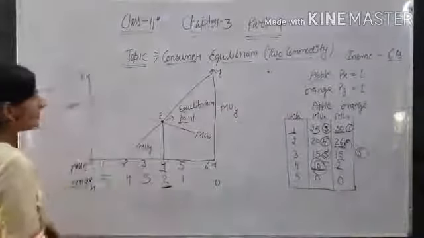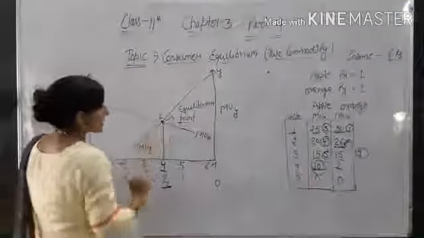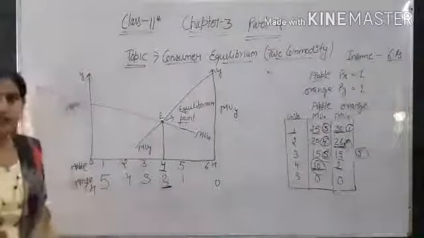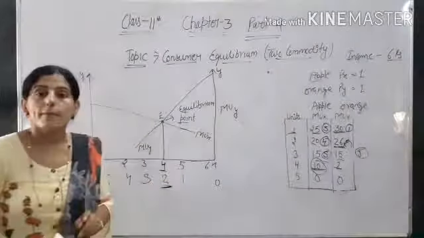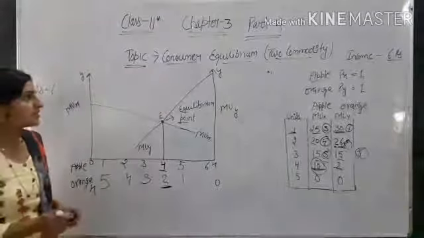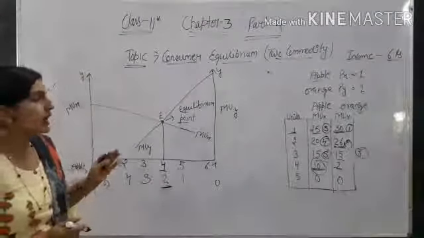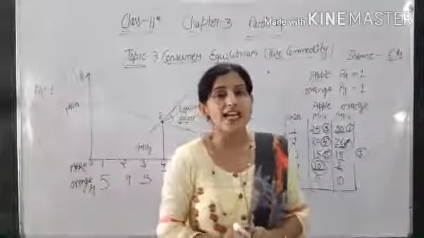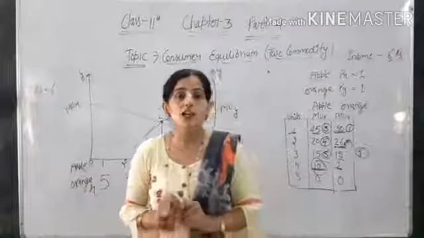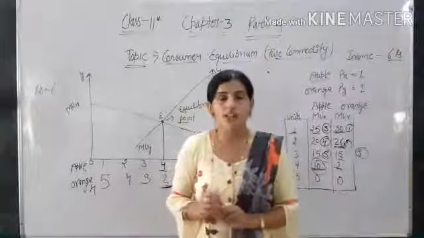So the consumer will be in equilibrium at point E, where he gets maximum satisfaction and his total utility is also maximum. Okay students, so watch the video. Any doubt, query, you are free to ask. Also practice the diagram and table from your book. Okay, thank you.